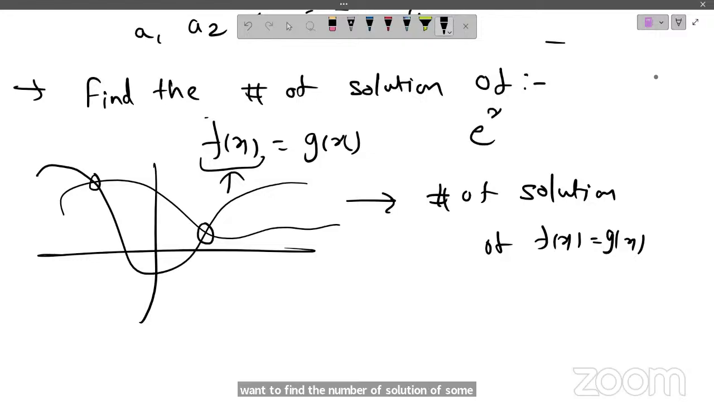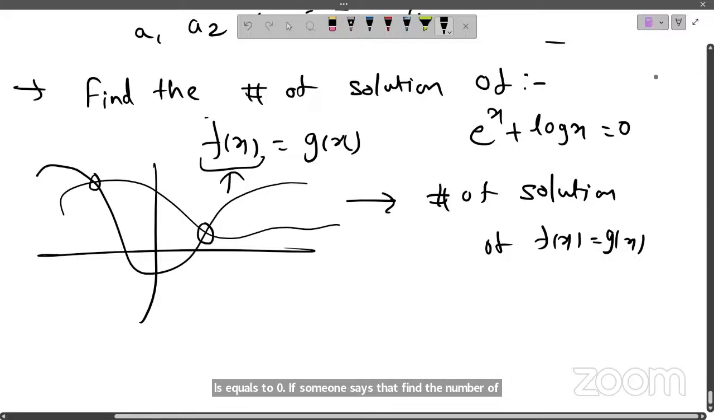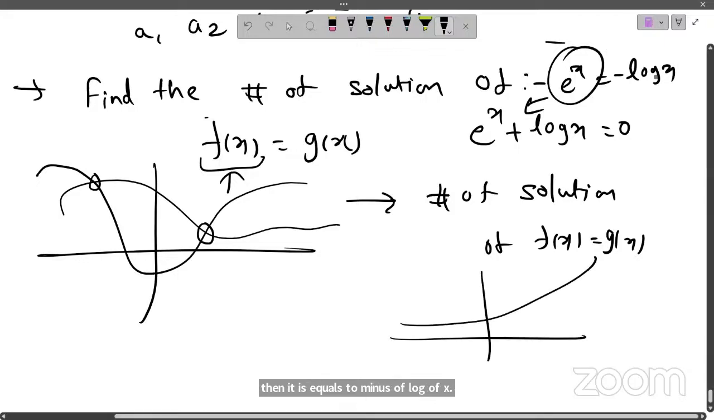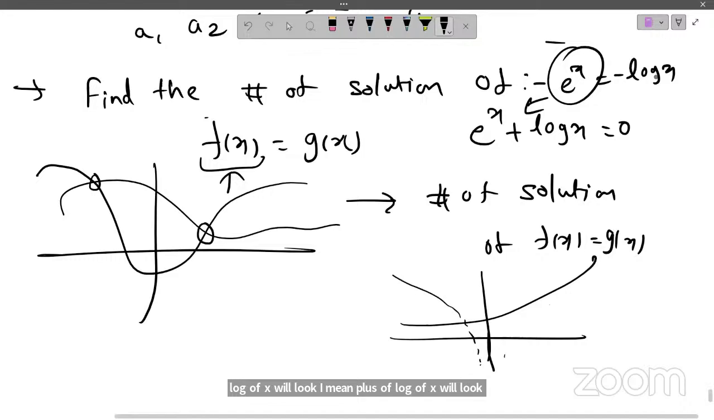Suppose this is e to the power x plus log x equals 0. If someone says find the number of solutions of this expression, it is a little bit tough to solve. But what you will do, you will take e to the power x equals minus log of x. So just draw the graph of e to the power x. The graph of e to the power x will look like this, and plus log of x will look like this. So minus log of x will look like this.